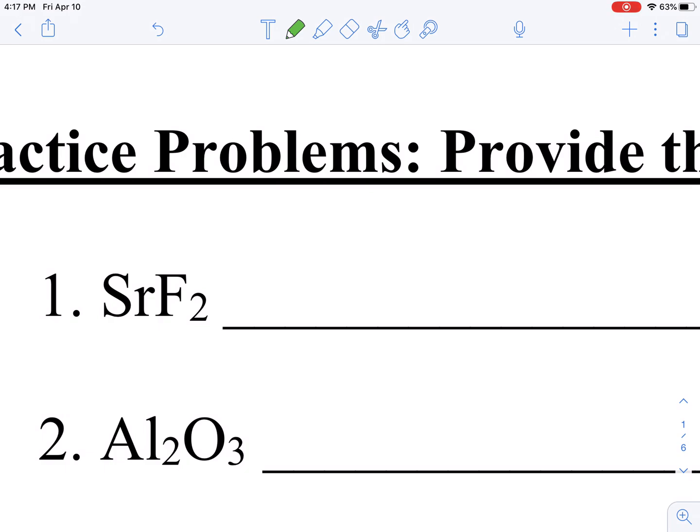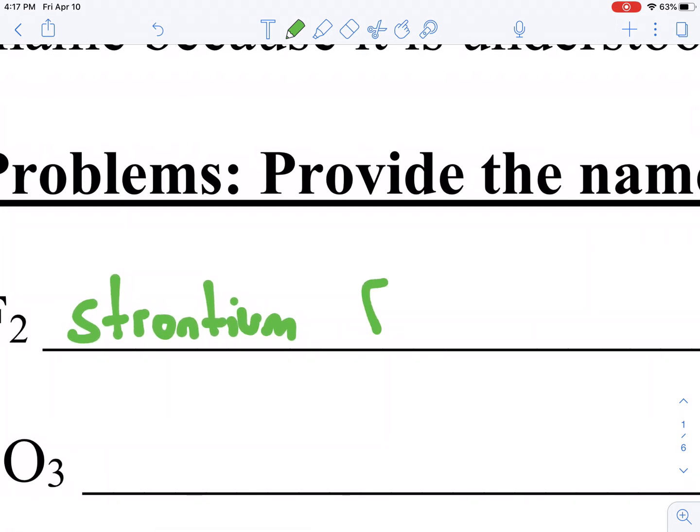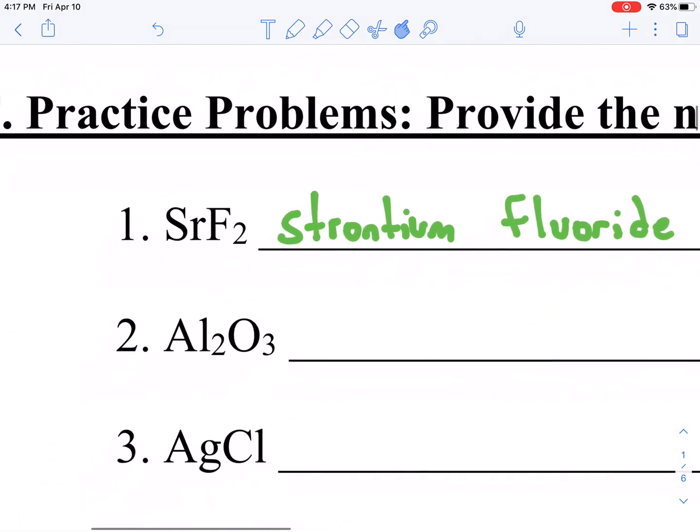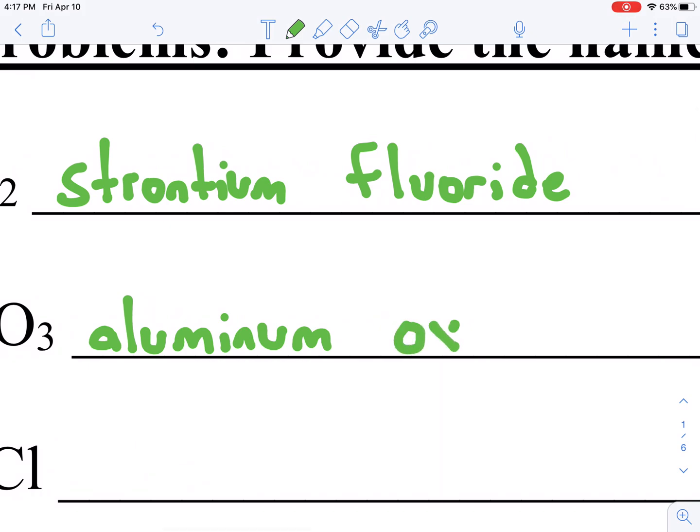So it might be a good time to pause the video and take out a periodic table if you don't have one already. But you'll notice Sr is strontium. And strontium is combined with F here. And so F is fluorine, but much like covalent compounds, we're going to change the ending to IDE. So this becomes strontium fluoride. And careful with fluorine, it actually is UO, not OU. Okay, aluminum oxide is number 2, right? We're going to keep Al the same, so that is aluminum. O is oxygen, we're going to change that ending to IDE.